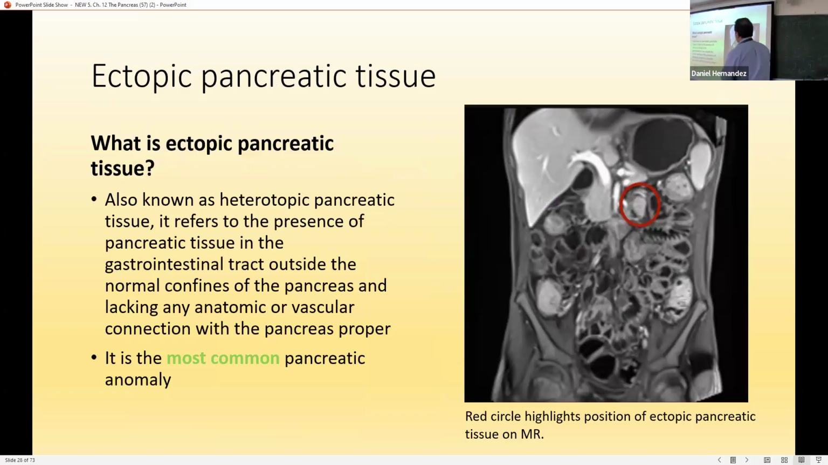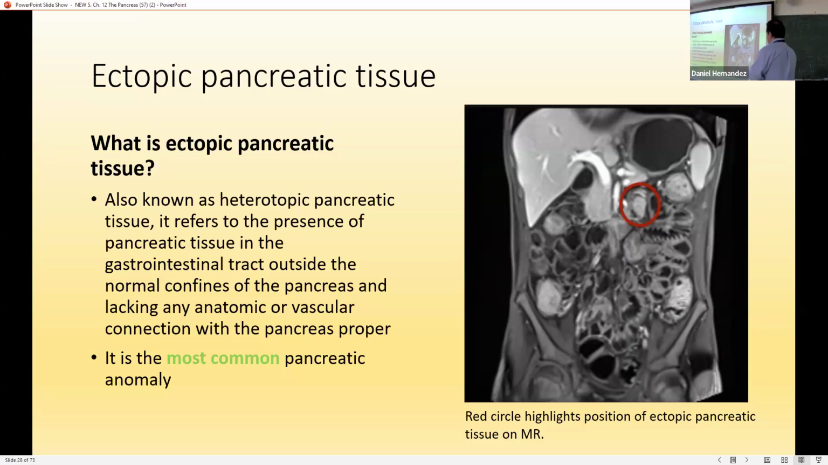Something that would be a little more common would be what's called ectopic pancreatic tissue. Meaning that we expect to see the pancreas in a particular location, but that pancreatic tissue is actually located elsewhere. This is the most common anomaly when we're talking about congenital pancreatic anomalies. So there's presence of pancreatic tissue in the gastrointestinal tract outside the normal confines of the pancreas, and lacking any anatomic or vascular connection with the pancreas proper.